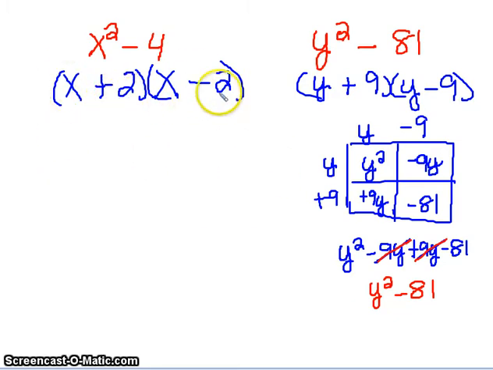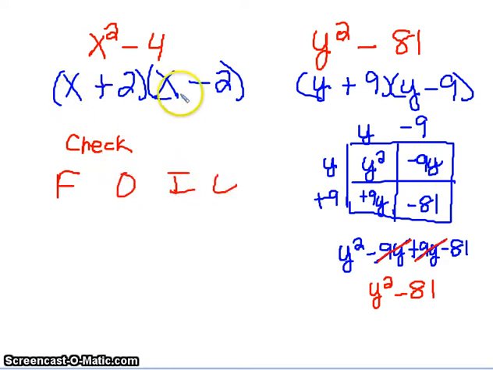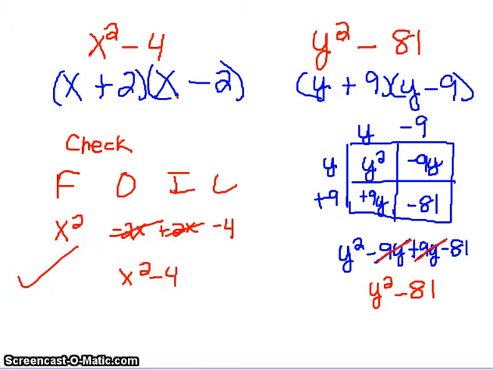If you have x plus 2 times x minus 2 and you want to multiply these two to check your answer, you can FOIL them. First, outer, inner, last. X times x gives me x squared, x times negative 2 is negative 2x, 2 times x is 2x, and 2 times negative 2 is negative 4. So what happens to my positive 2x and my negative 2x? They're going to cancel out and leave me with my x squared minus 4. So does it check? Yes.